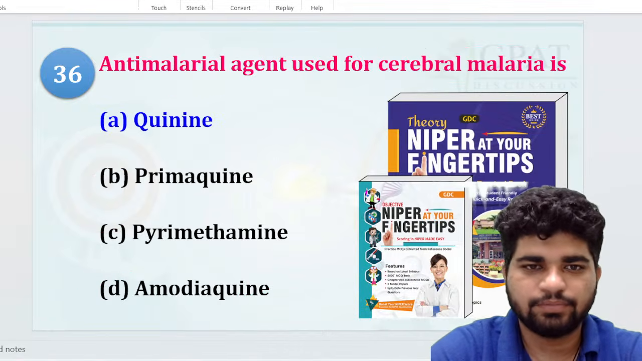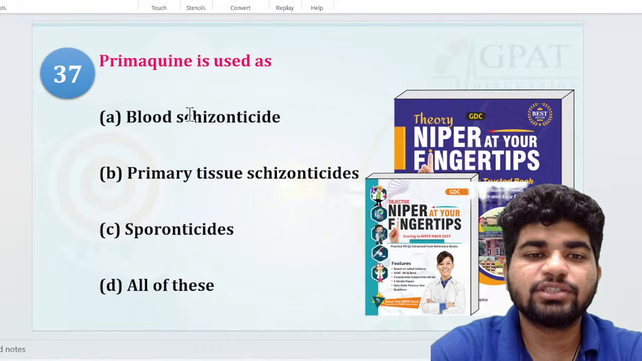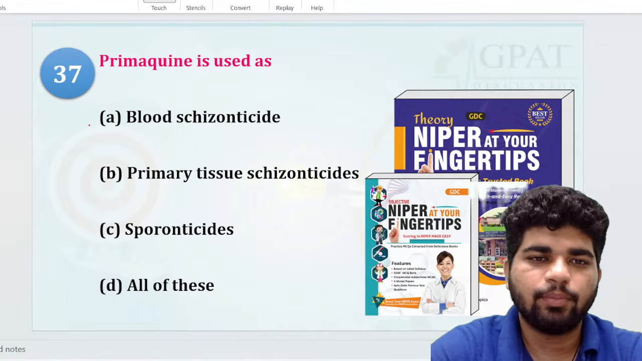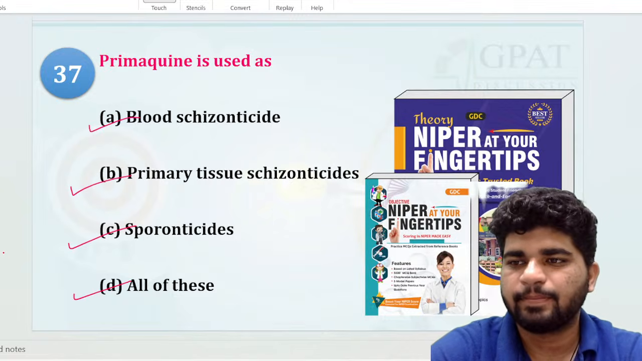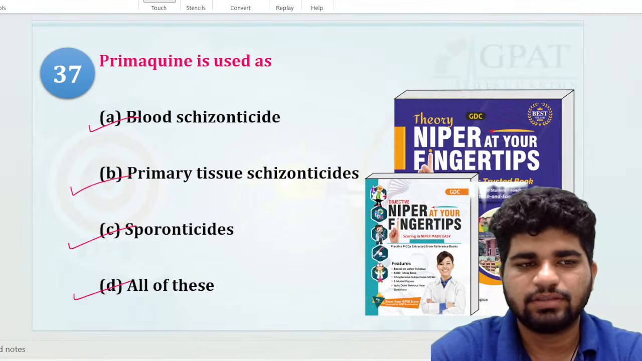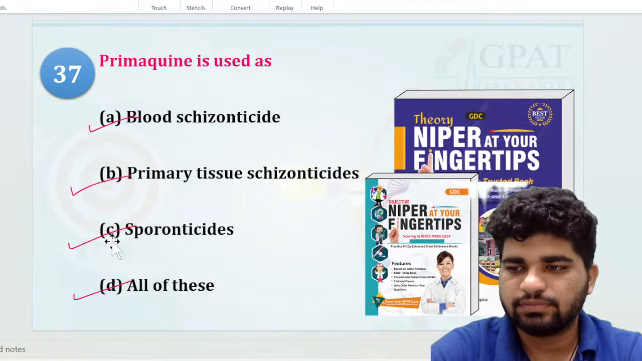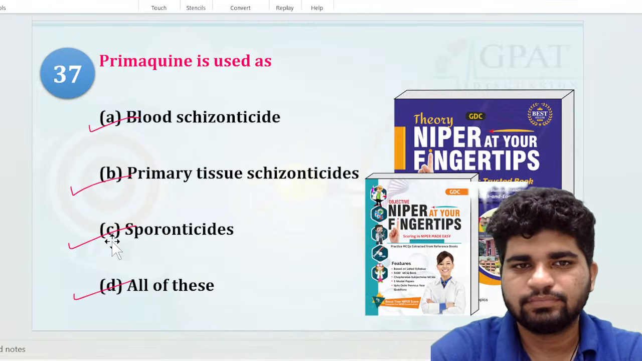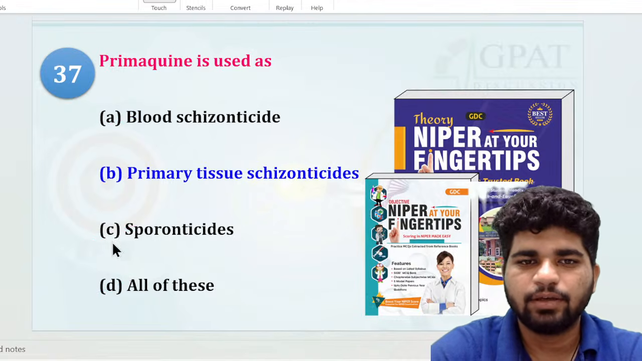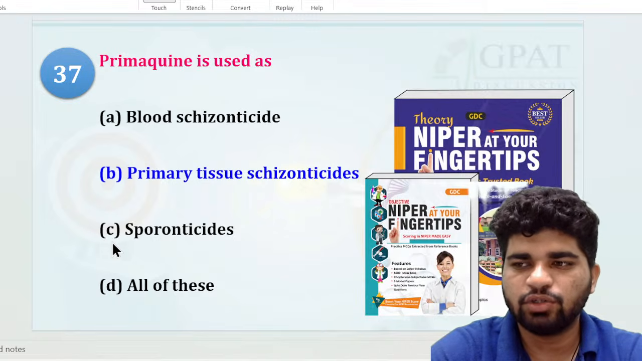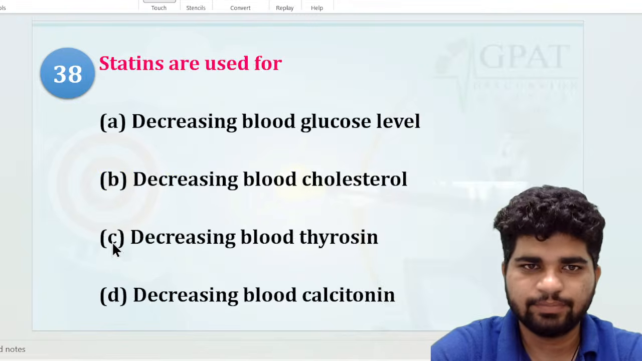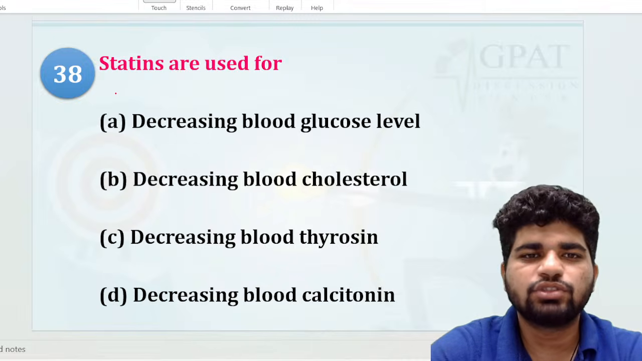Okay. Primaquine is used as blood schizontocide, primary tissue schizontocide, sporozoiticide, or all of these. Come on, fast. Primaquine is used as primary tissue schizontocide.